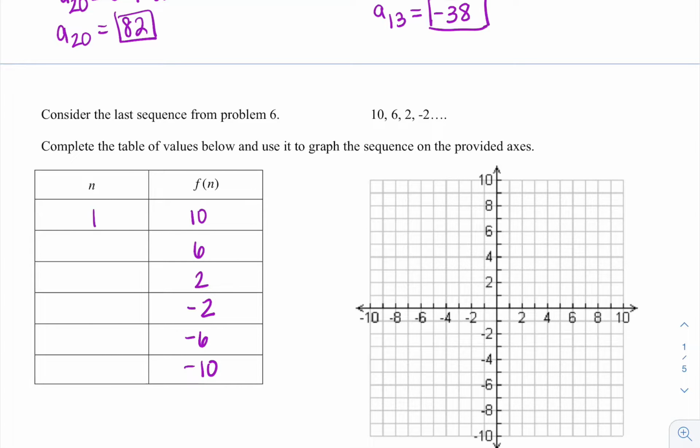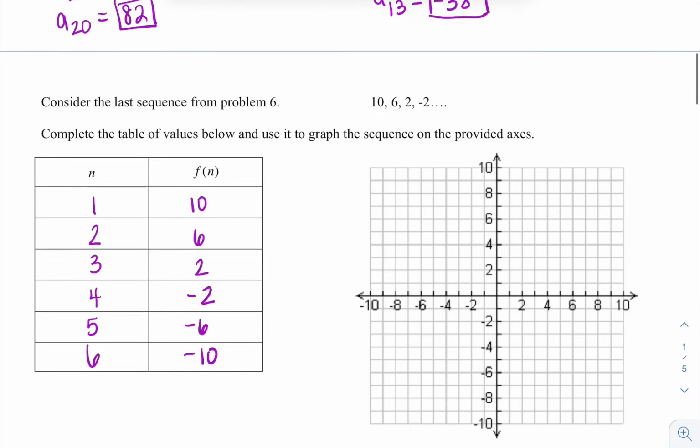So when I plugged in n equals 1, I got 10. When I plugged in 2, I got 6, 3, 4, 5. Don't worry, you're not going to have to actually do this yourself.